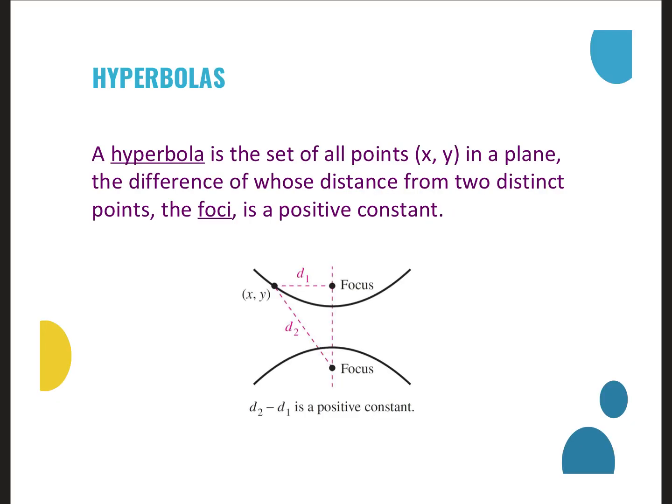All right, first few slides are just talking about what a hyperbola looks like, that sort of thing. There is a picture of a hyperbola. It's a set of all points, x and y in a plane, the difference of whose distance from two distinct points, the foci, is a positive constant. All right, I know that you guys are like, what?